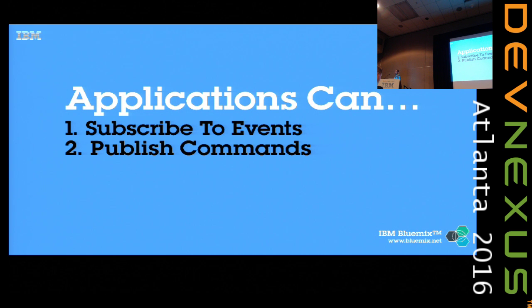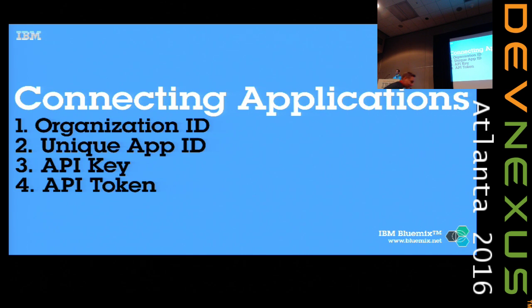And then you have applications which can subscribe to events, right? They're going to subscribe to the events that the device is publishing, and they might also optionally issue commands to tell devices to do certain things. For example, tell the drone to fly. And they need a similar set of information as well. So they also need the organization ID, they need a unique application ID, and they'll also be given an API key and token in order to connect to the IoT Foundation.